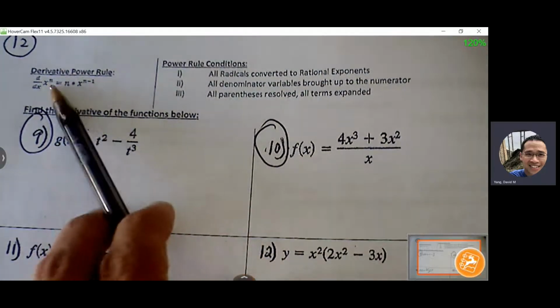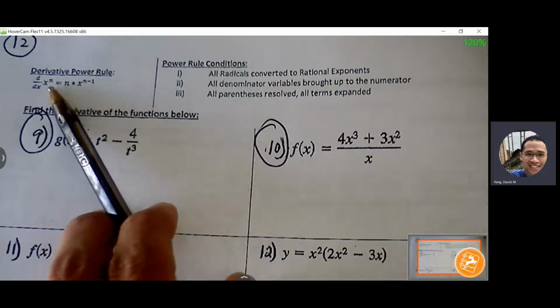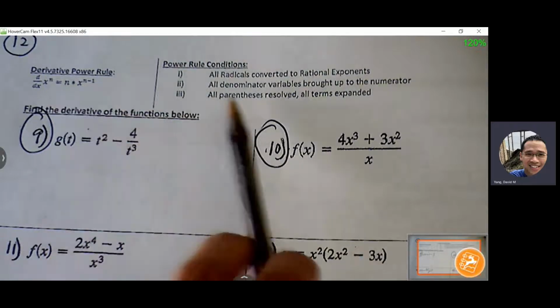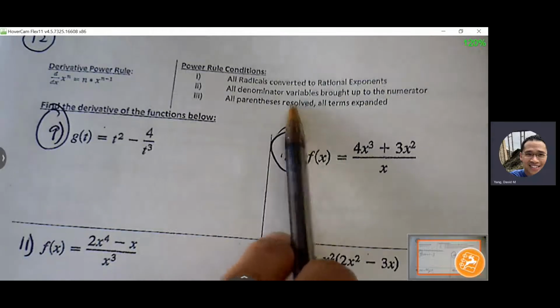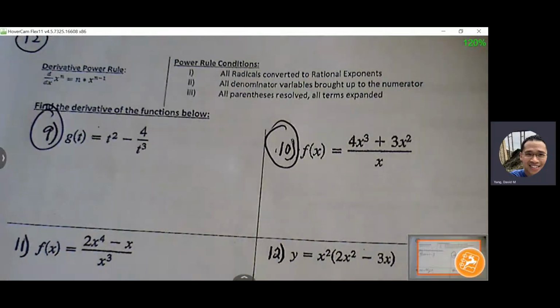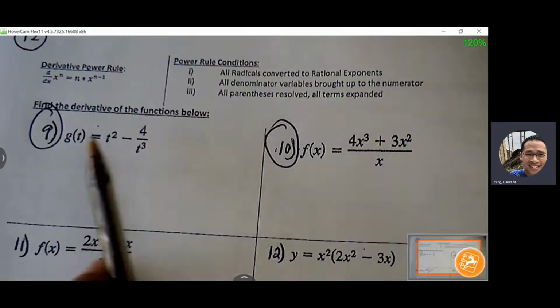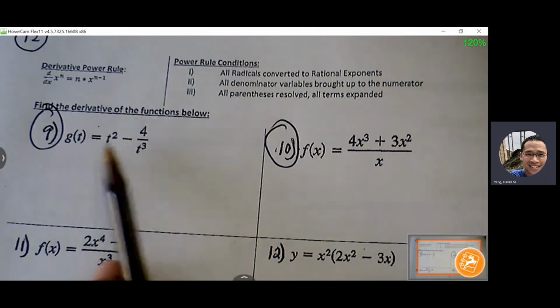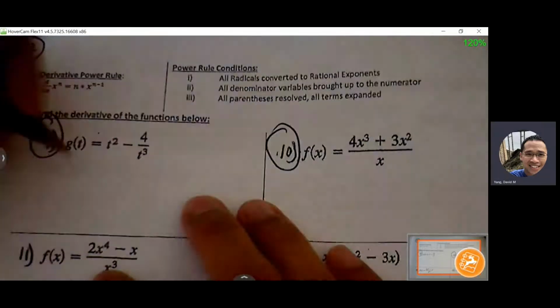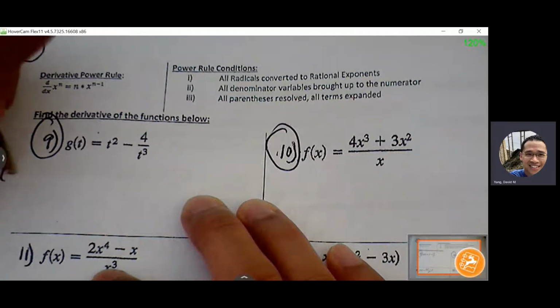This is meant for x to the nth power in the numerator, not for x to the nth power in the denominator. And third, all your parentheses have to be resolved. So if there are any variables that need to be expanded or combined, we need to do that. Okay, and we're going to see that especially with number 10. So number 9, g of t equals t squared minus 4 over t cubed. We have 2 terms. They're nicely separated, so really we can treat them like individual problems. But we do have to do a little bit of a rewrite.